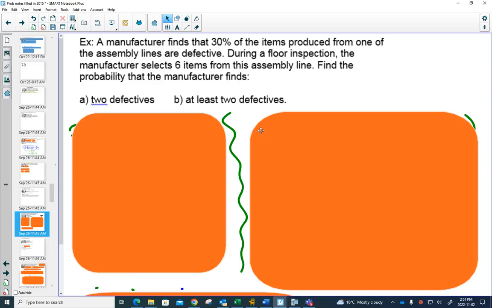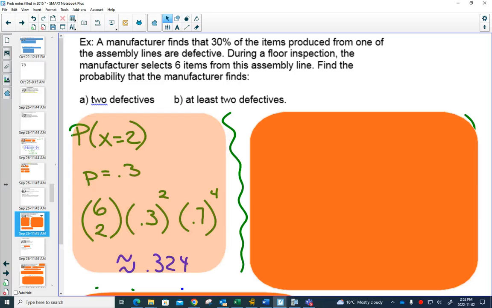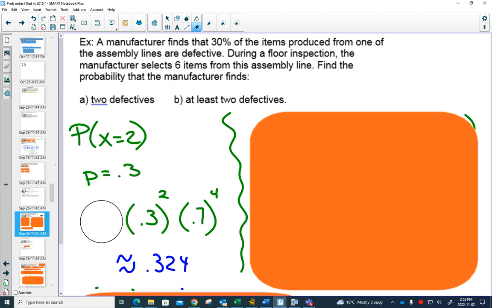So how do we recognize that this question is a binomial distribution question? We need a certain number of trials. They've done it 6 times. You need a probability that stays the same, and this question says it's 30% are defective. Okay? So if you wanted to find 2 defective, we could go to our calculator. We want to find the probability that x is 2. Probability of success is 0.3. This is using the formula. Okay?